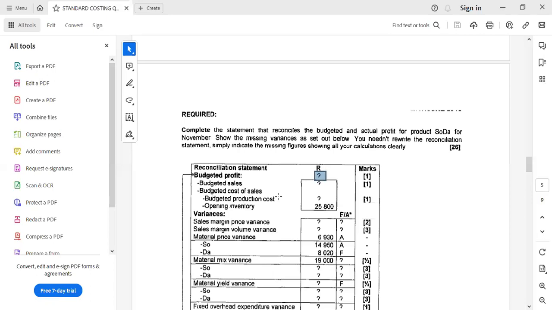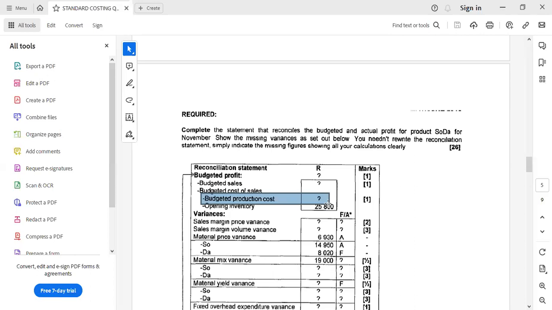Right. Then our budgeted production cost. We know that production cost is one of the things that can differ between absorption and marginal costing. Using absorption costing, we include both variable and fixed production cost when calculating our product cost. So we'll have to find out what was the cost per unit. Then we multiply by the number of units produced.